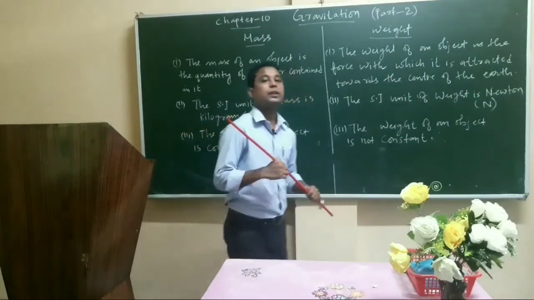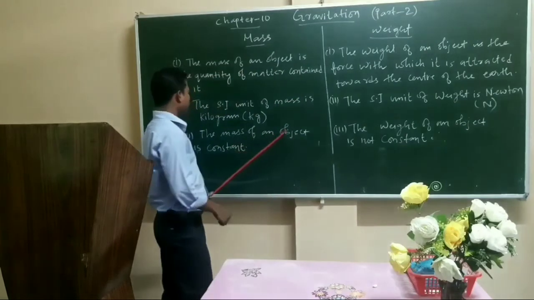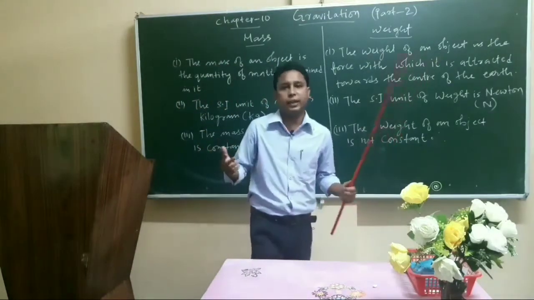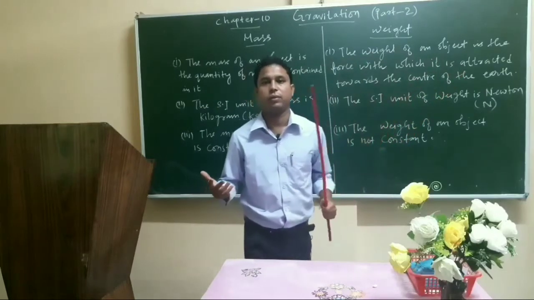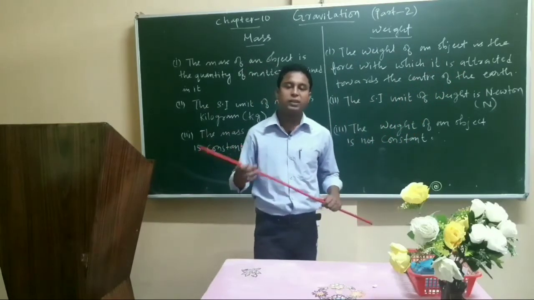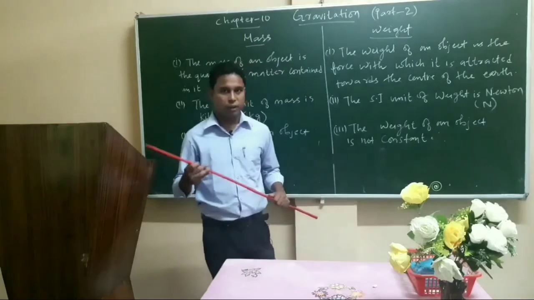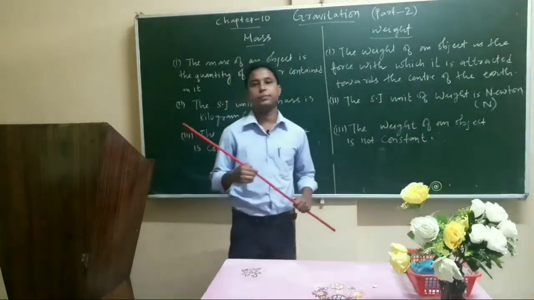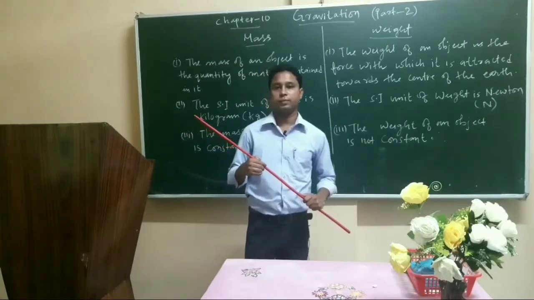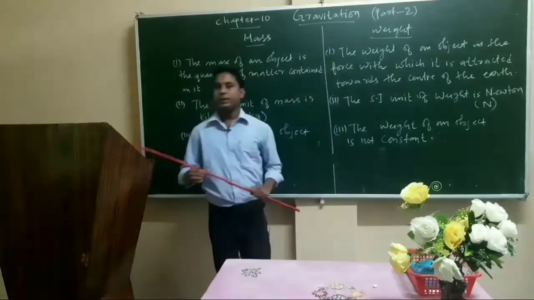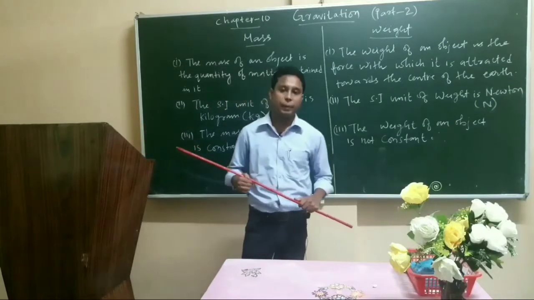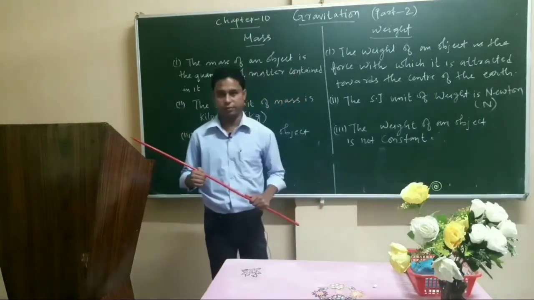One more thing is that the mass of an object is constant at all places. You can take it anywhere, or to any other planet, the mass is constant, but the weight of an object is not constant. Okay? Because g, that is acceleration due to gravity, depends on its location.